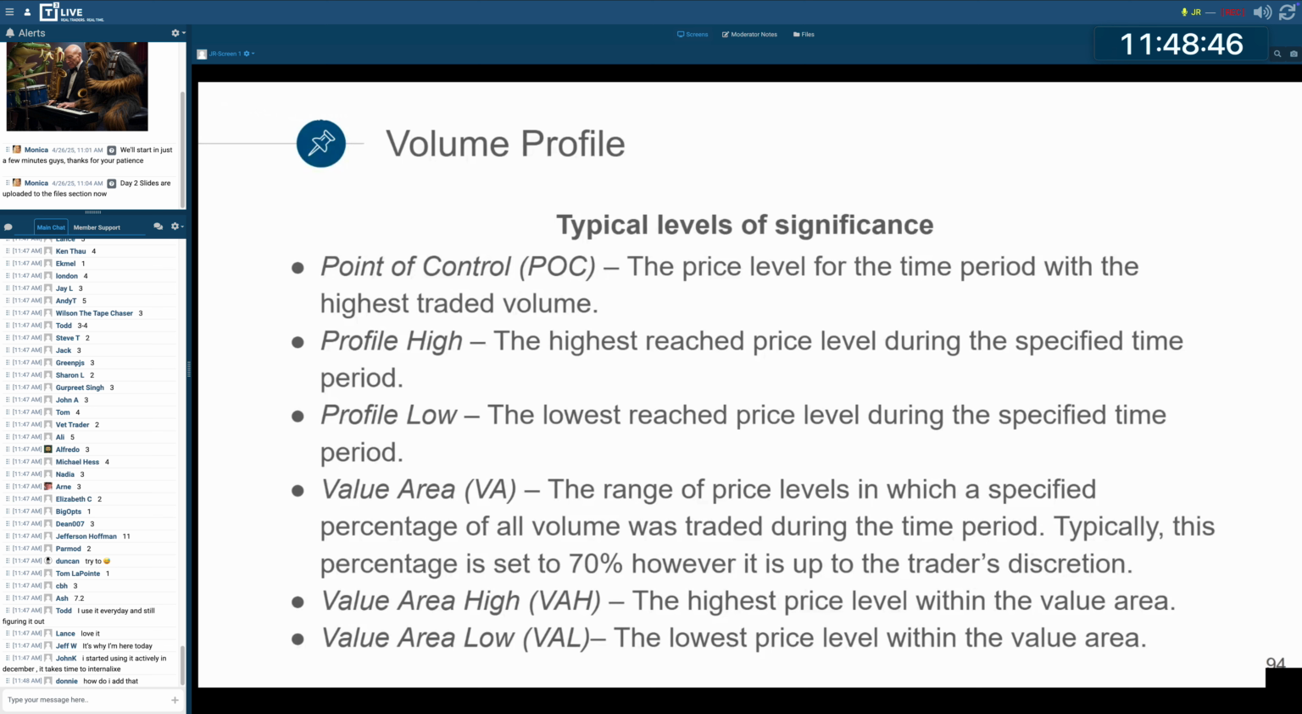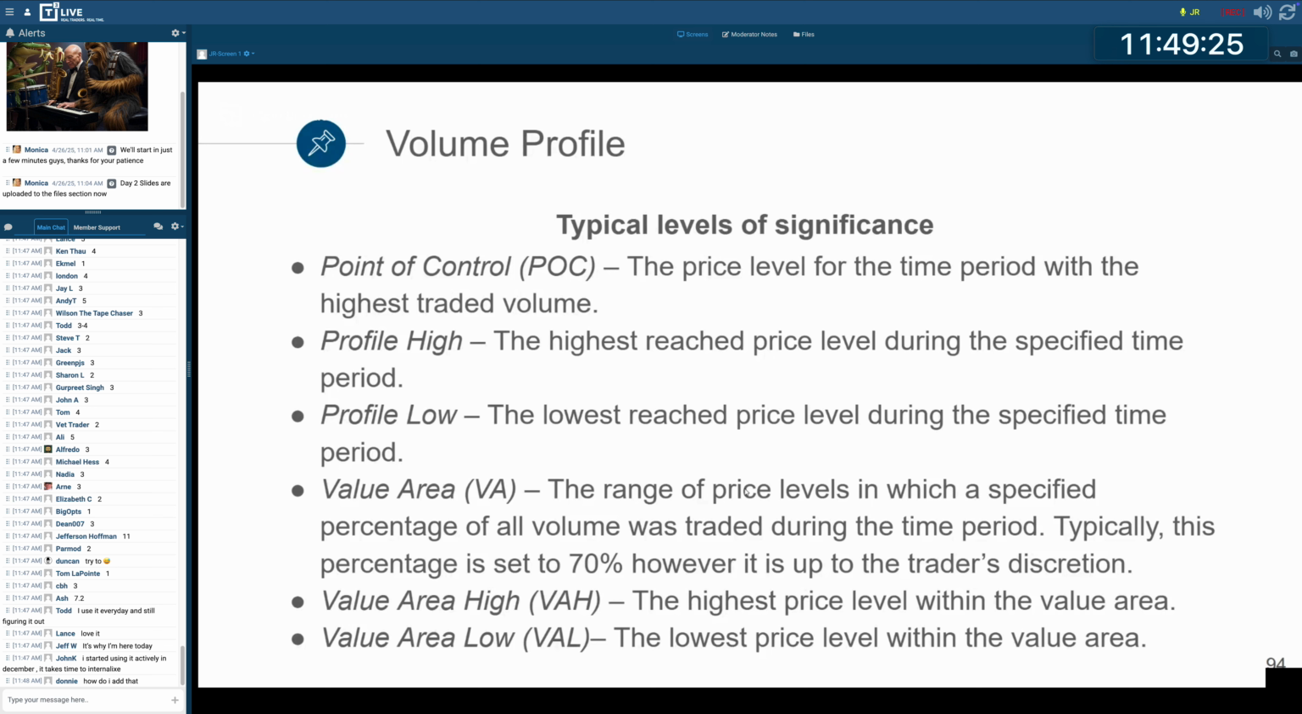Profile high is the highest reached price level during the specified time period. Profile low is the lowest reached price level during the specified period. It is not the same as value area high or low. Value area high is the highest price level within the value area, and value area low is the lowest price level within the value area. So within the distribution curve, it is the highest and lowest, but it's not necessarily the highest pivot. As you all know, you can have pivot highs outside value area high and low, where price ran out of gas and rotated right back into the distribution curve.